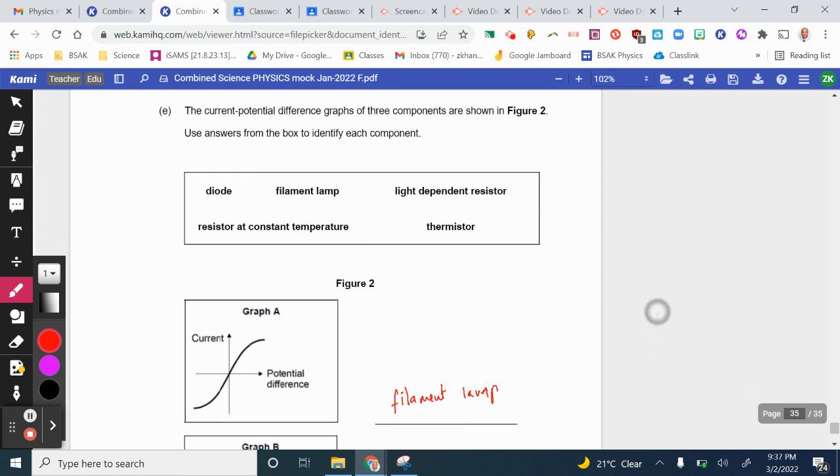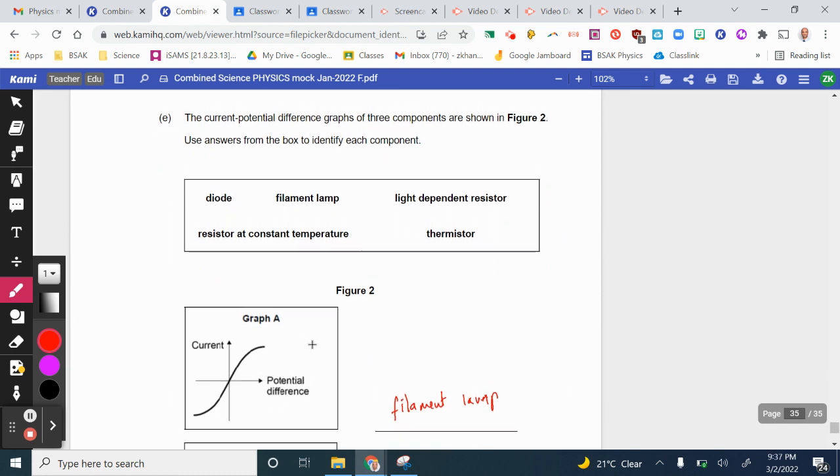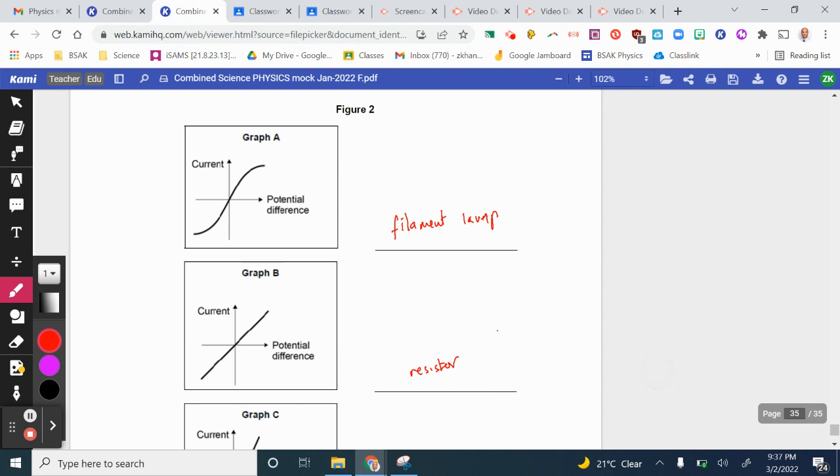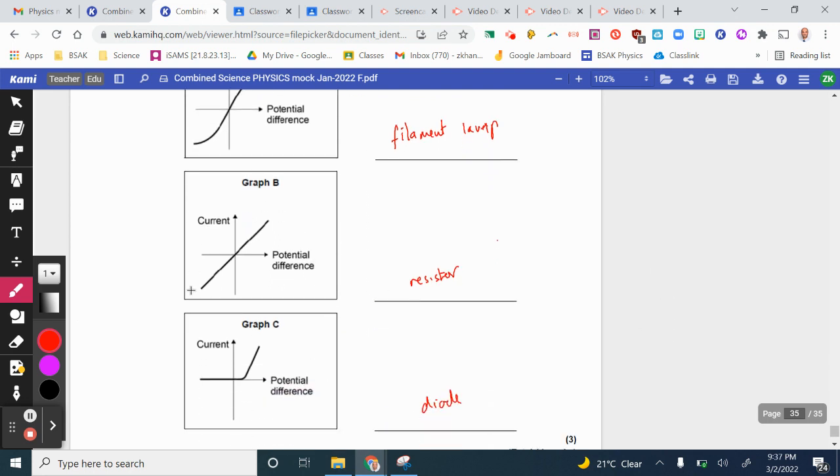Part E, what we are going to do is label the components that these graphs belong to. So we do the experiment for current and voltage for a specific component, and we see this pattern, and that pattern is for a filament lamp. So that's an IV graph for a filament lamp. This is an IV graph for a resistor at constant temperature, and this is an IV graph for a diode.